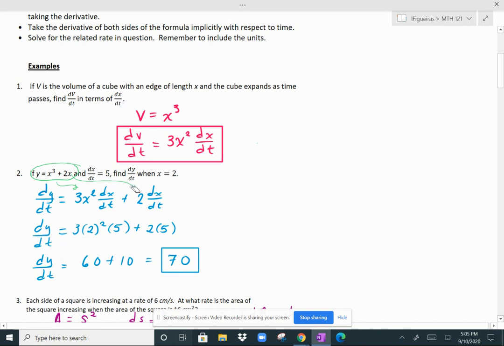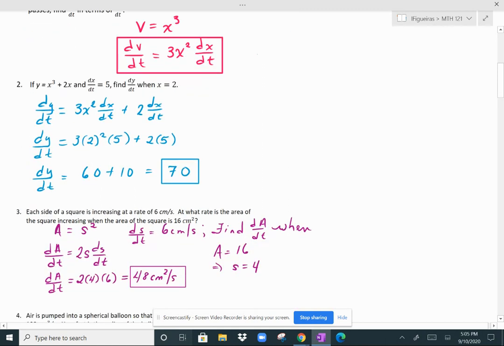Now we know what dx/dt is. We know what x is. So we're ready to plug into the right side. And remember, we're solving for dy/dt, which is on the left side. So you plug in 2 for x, 5 for dx/dt, and you get a final answer that dy/dt is equal to 70.